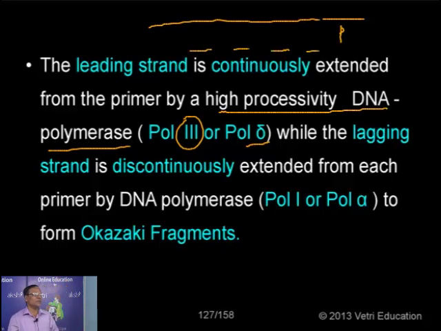But the lagging strand is discontinuously extended, not by the same enzyme but by another enzyme. The enzyme is called DNA polymerase 1. It's also called polymerase alpha or alpha polymerase. So polymerase 3 is otherwise called delta polymerase, and polymerase 1 is also called alpha. Anyway, the leading strand is produced continuously by polymerase 3 or delta polymerase. The lagging strand is produced discontinuously by polymerase 1, or polymerase alpha. Remember these two points.